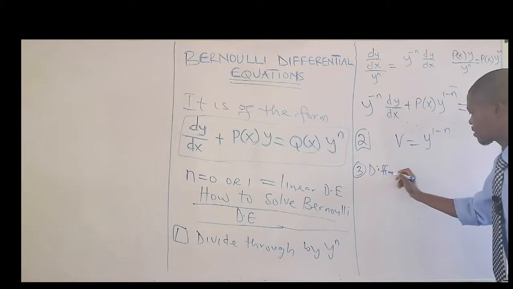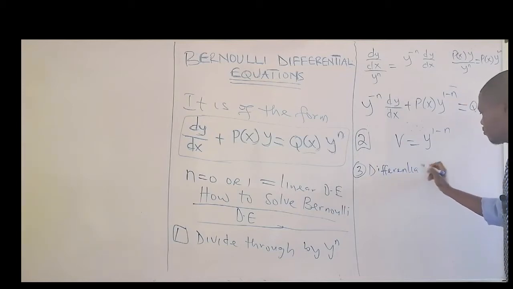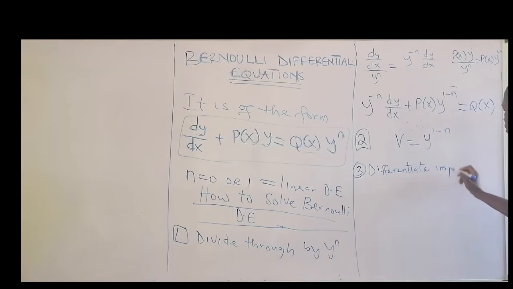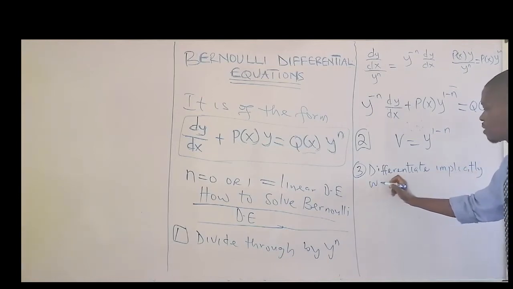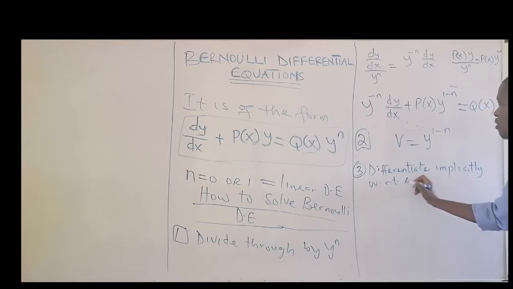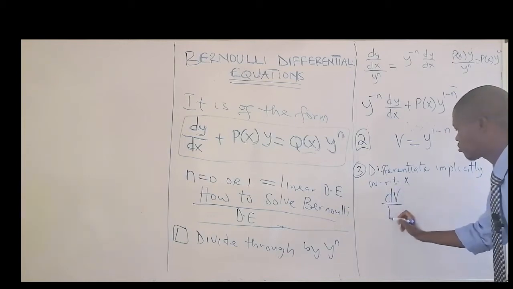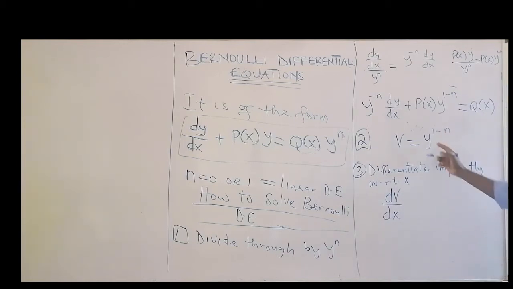Differentiate implicitly with respect to x. So this will now become dv/dx, and this 1 minus n will come to the front. Then you have y to the minus n, then dy/dx.